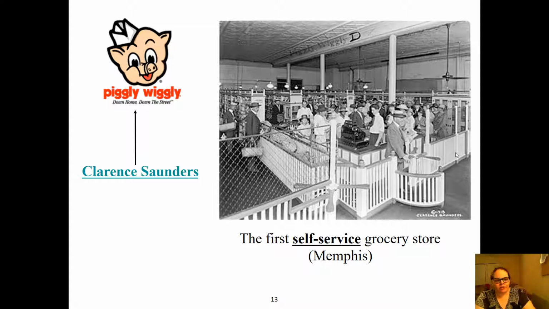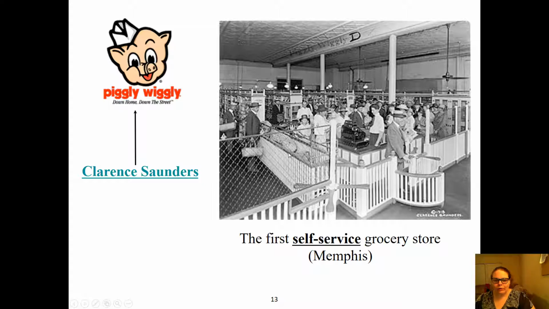So Clarence Saunders, he owns a grocery store called the Piggly Wiggly, and it's in Memphis, and he actually comes up with kind of an ingenious way to run a grocery store. And the way it works, you've got this turnstile here, okay? And you would come into the store through this turnstile. See, they've got it fenced off, so there's only one way out and one way in. Totally couldn't do that today because of fire codes.